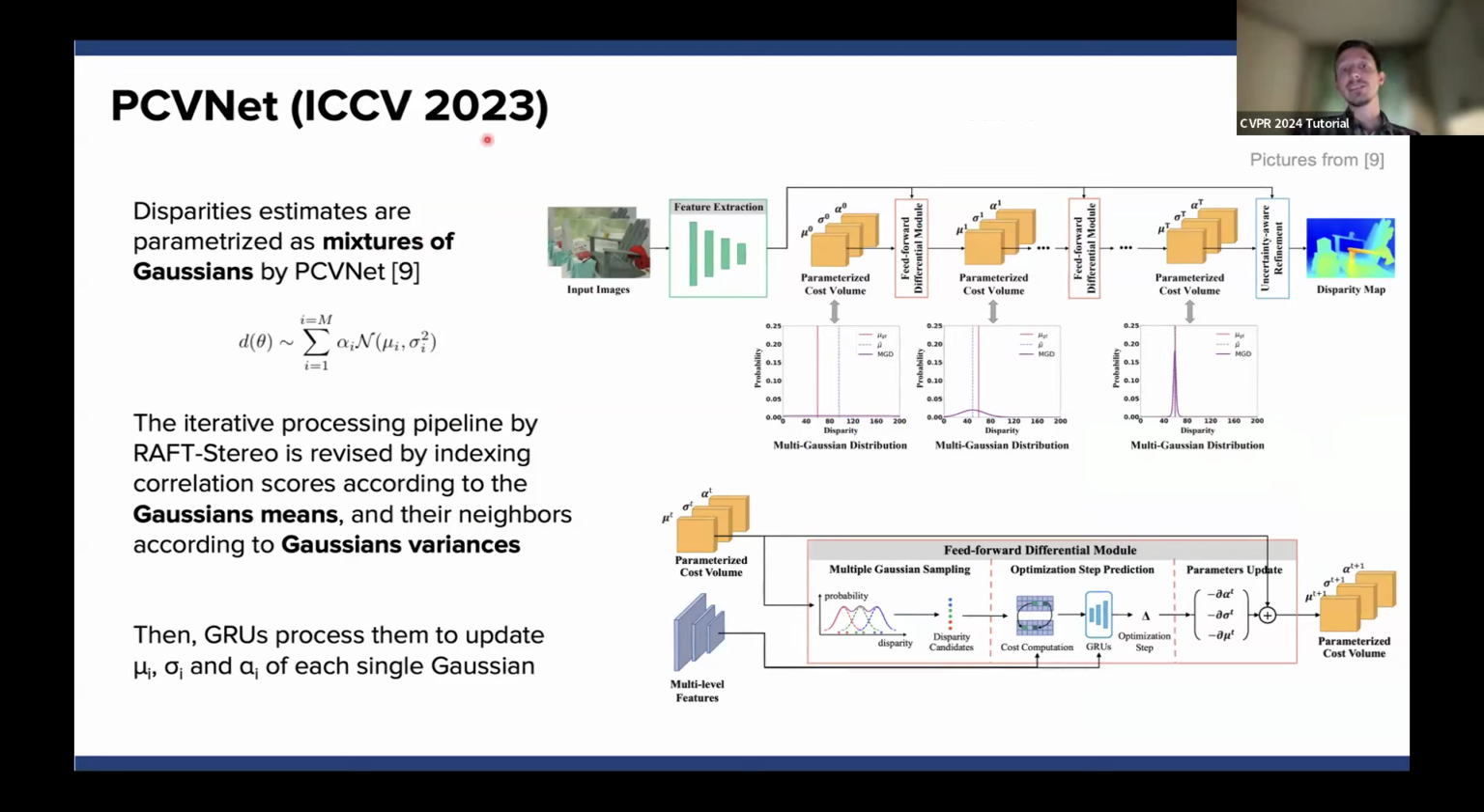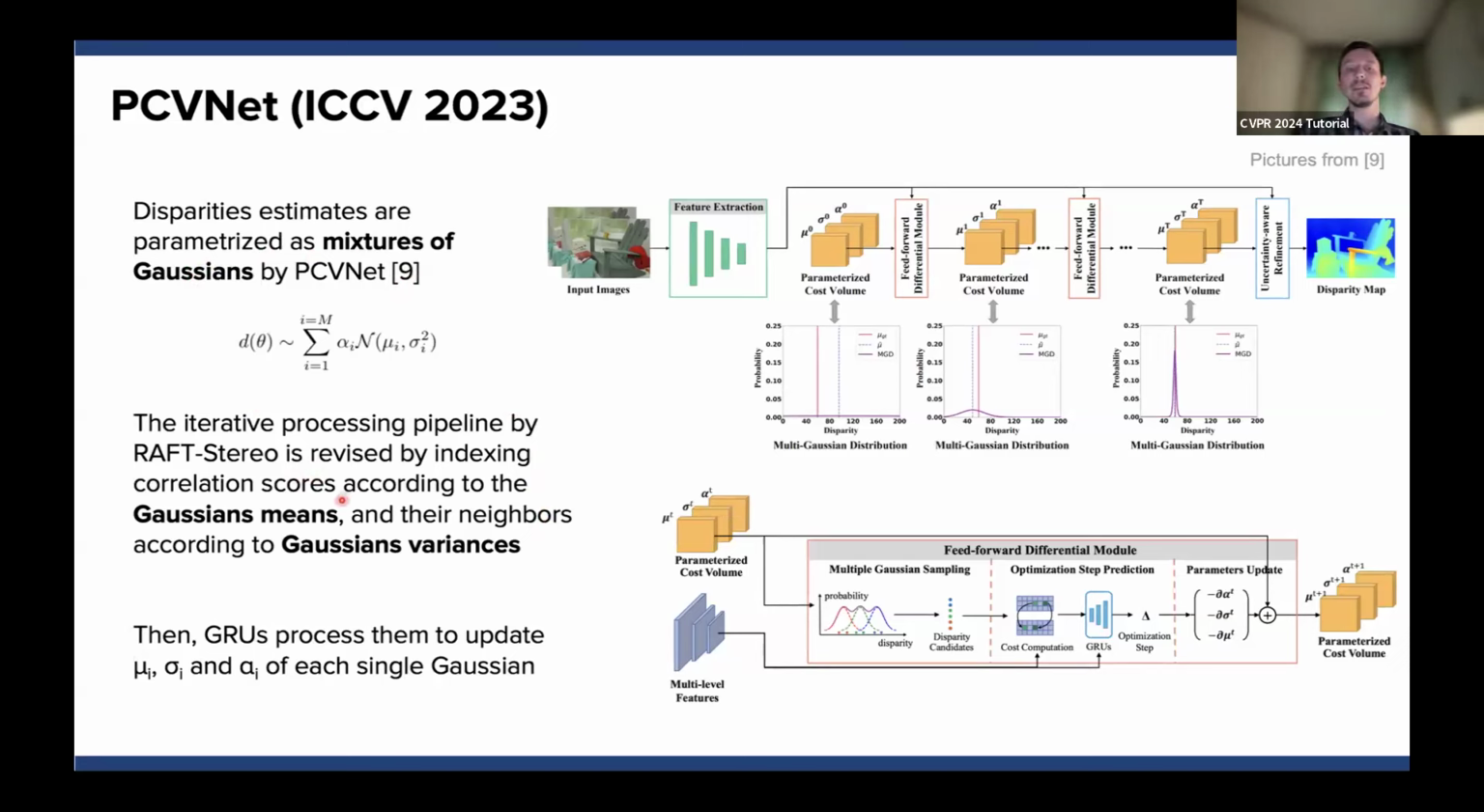So at ICCV 2023, so the very last top conference before CVPR, we got also PCVNet, which is basically an architecture again inspired by RAFT-Stereo, but modeling the cost volume and the disparity maps in particular according to mixtures of Gaussians. So this allows for retrieving the information according to a more compact representation, which is that of the mixture of Gaussians.